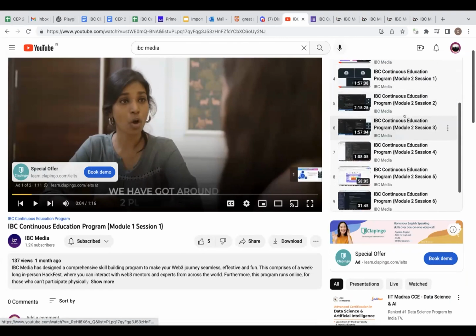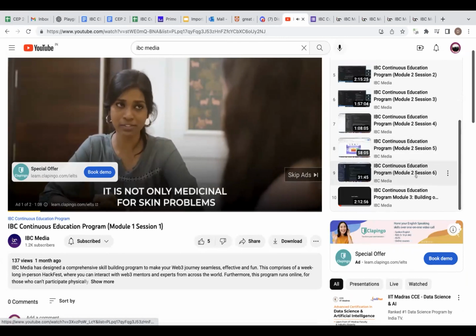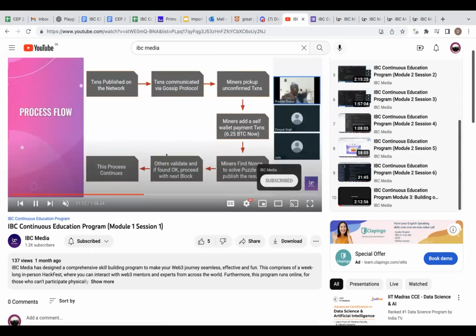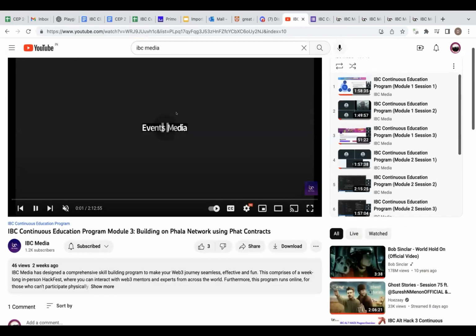On the right side, you can see the sessions we have had. And then we had this workshop. By the way, this workshop is still open. We are still accepting participants. So do check out this link, IBC Continuous Education Program Module 3, where you are building on the Fala network. If you complete this workshop, you get a free NFT airdrop, and also 500 Fala tokens. So make sure you check out this workshop and start building.